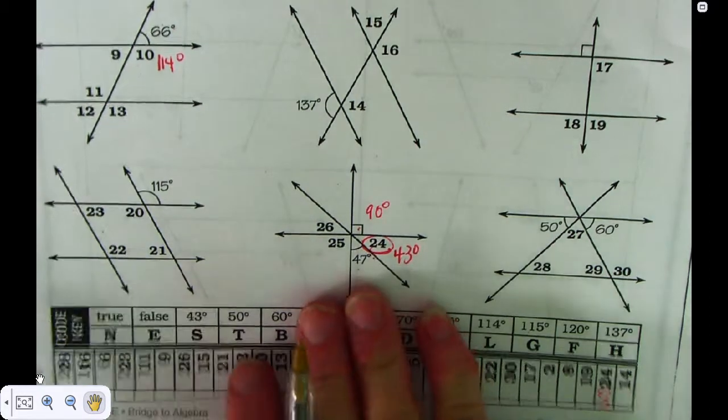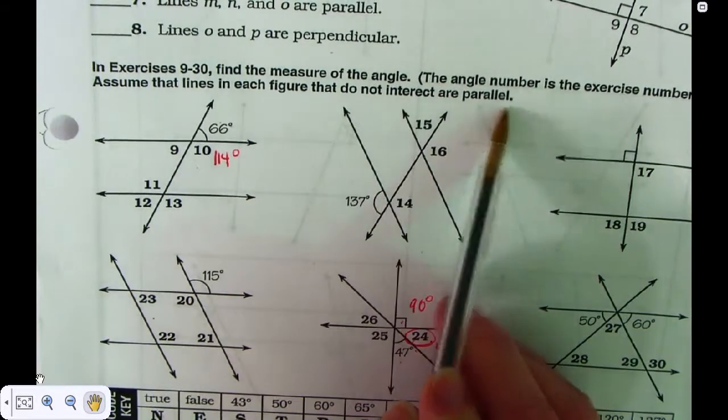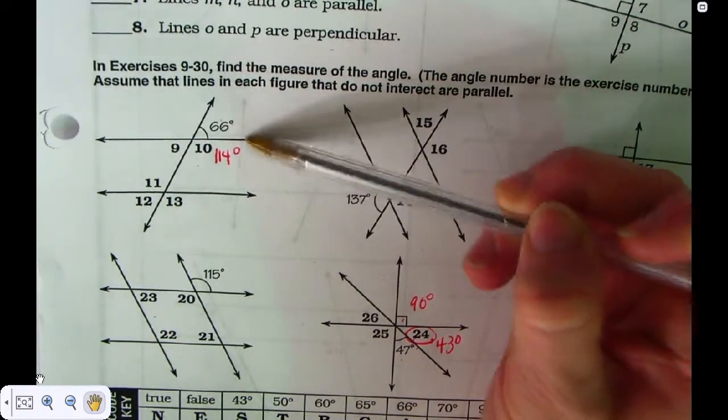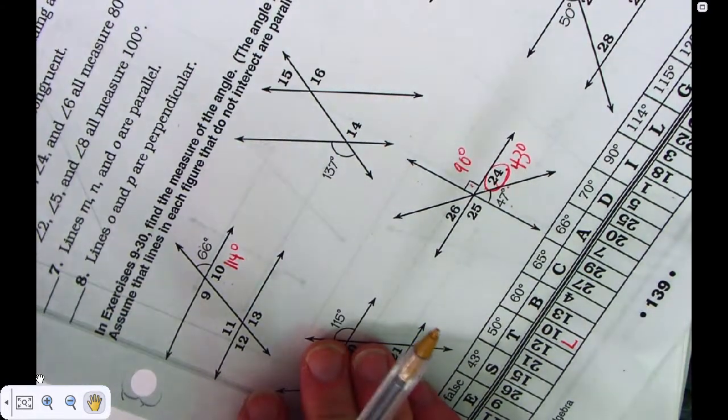It said to assume that the lines in each figure that do not intersect are parallel. So if they don't intersect, see, they're saying this and this are parallel. Look at the next one. What did they do to them? Turned them. So just turn it around. Guys, I turn papers all the time. Sometimes I can't see it the way they have it, so I just turn the paper. Turn the paper. Here's my two parallel lines. There's my transversal. Look at there.